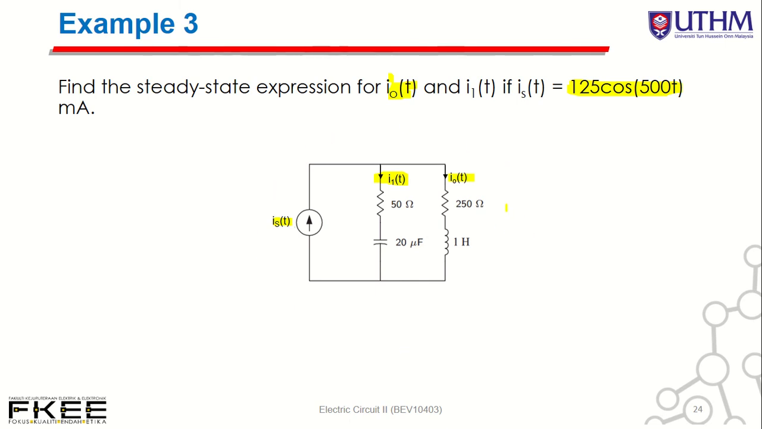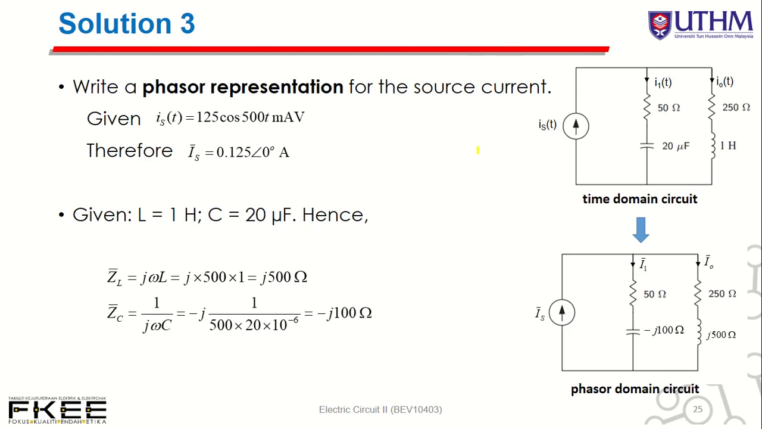First of all, you need to transfer to phasor domain circuit. Given this cos, you can convert to phasor representation, this is IS, and then determine ZL and ZC. ZL equal to j omega L, and ZC equal to 1 over j omega C. Okay, then you need to draw the phasor domain circuit. From time domain, you draw the phasor domain circuit. Capital I1, capital I0. So this is your IS.